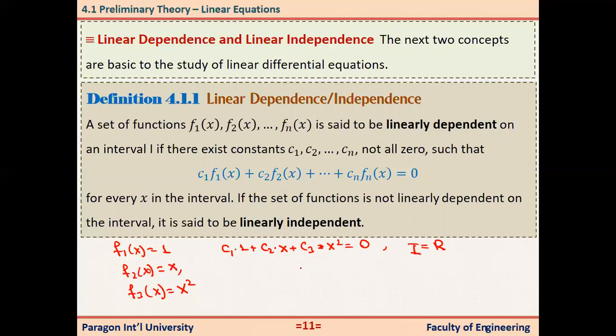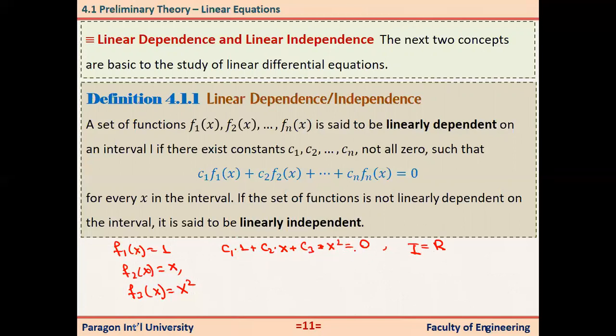Right. So actually for this expression to be equal to 0, C1 and C2 and C3 must be equal to 0. That's the only solution of this equation. We do not have any other sets where at least one of C1, C2, or C3 is not equal to 0 and the linear combination is equal to 0.